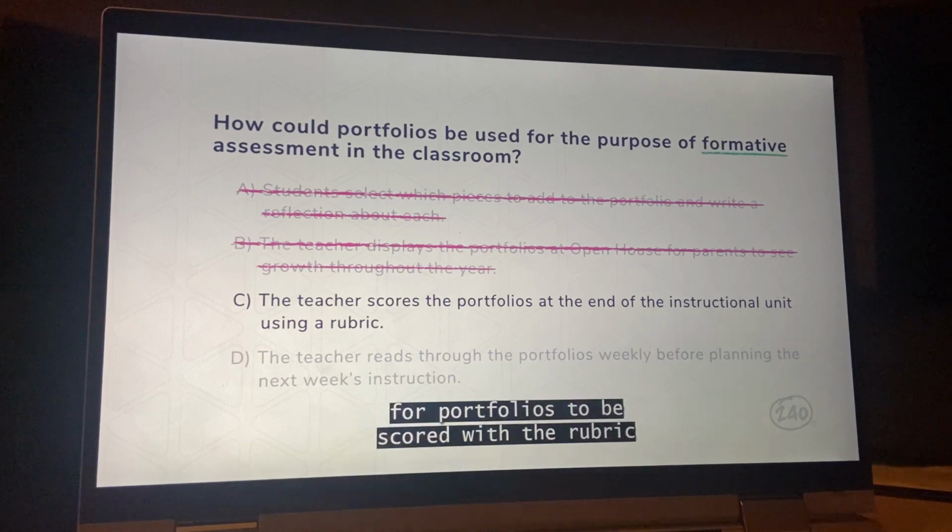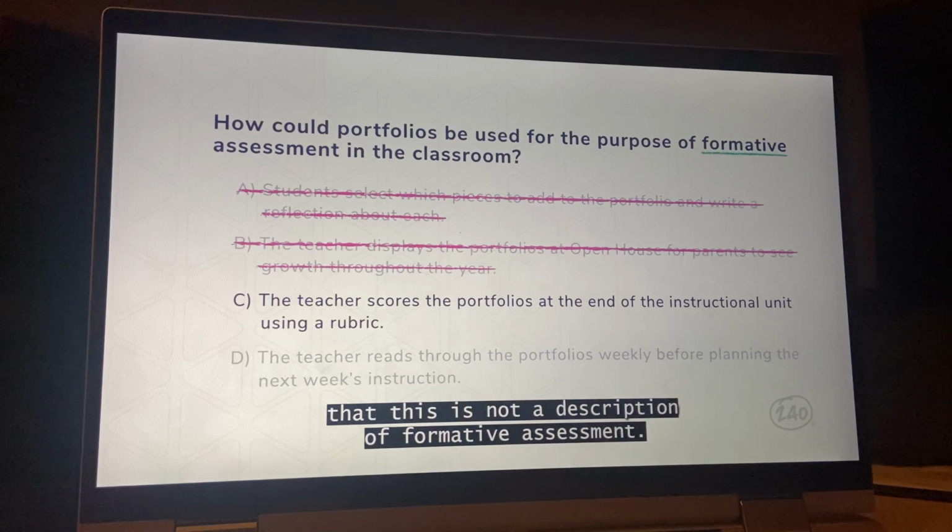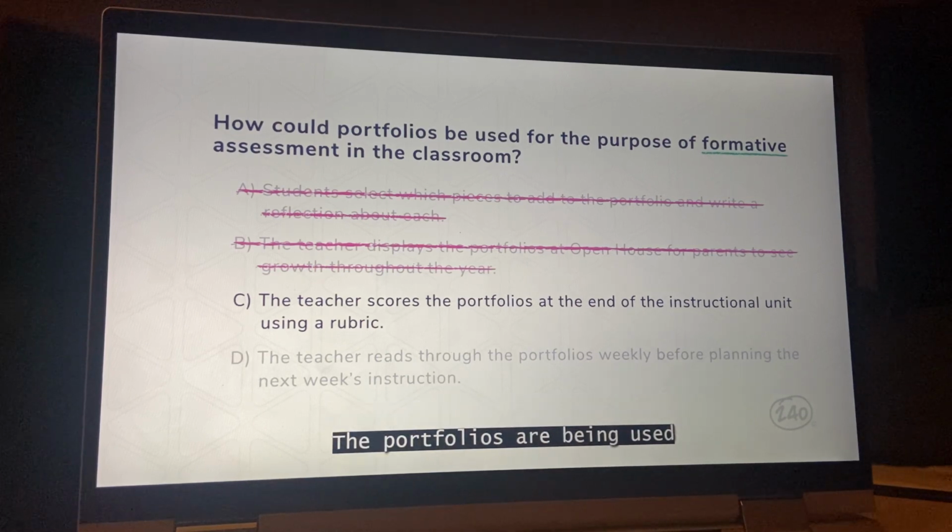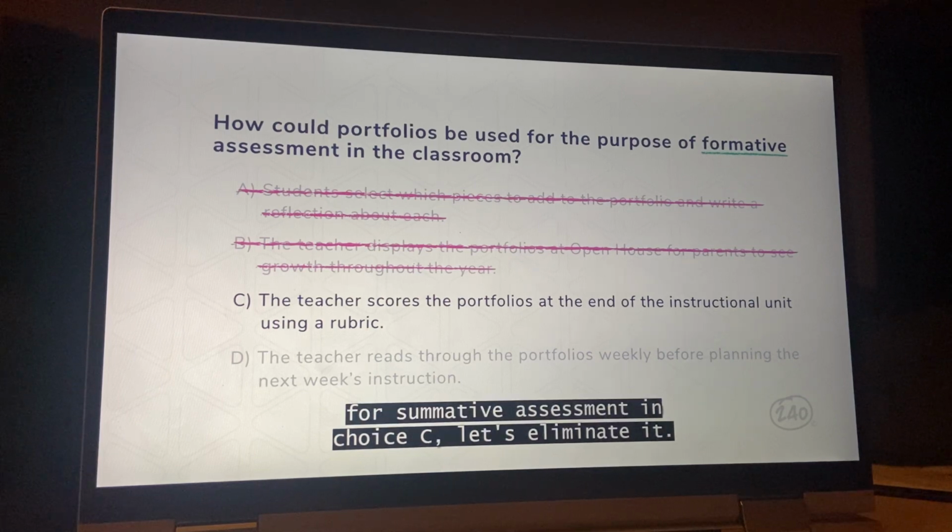C. The teacher scores the portfolios at the end of the instructional unit using a rubric. While it is common for portfolios to be scored with a rubric, end of the instructional unit is a big clue that this is not a description of formative assessment. The portfolios are being used for summative assessment in choice C.